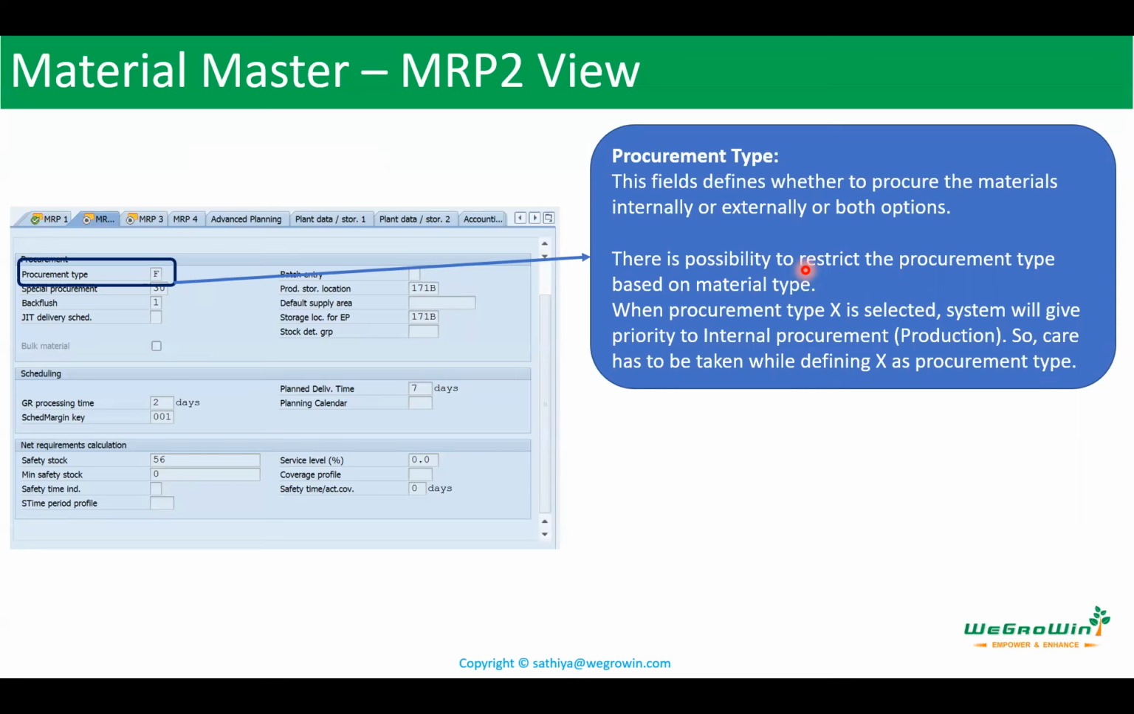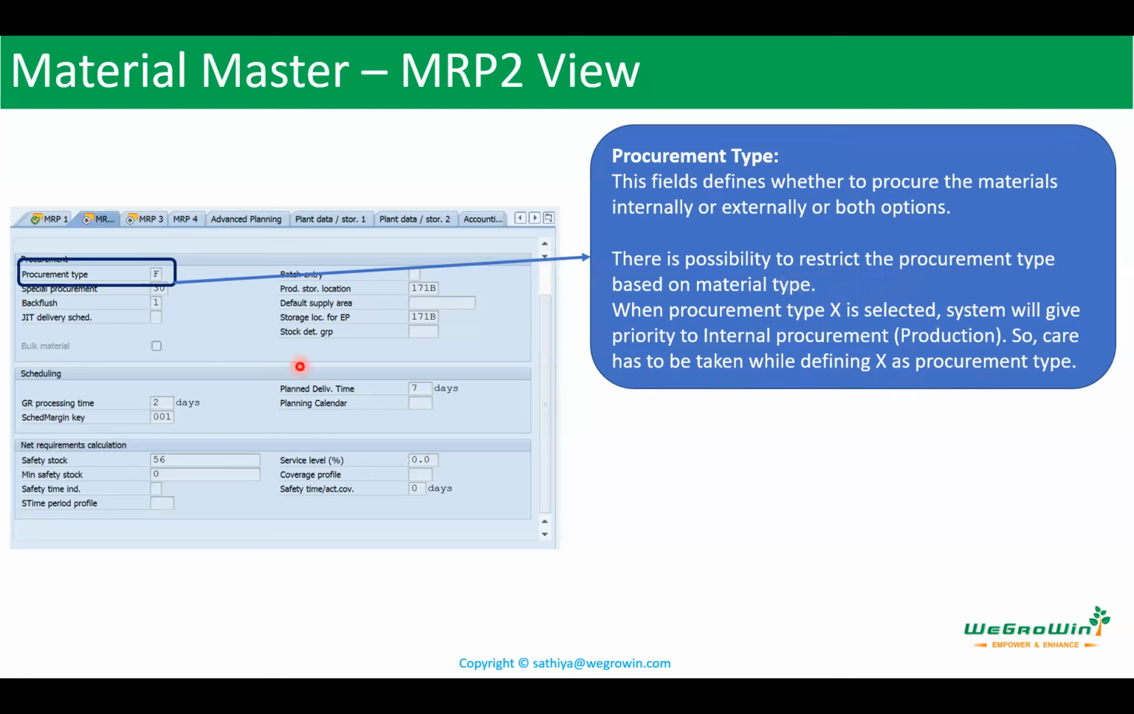For example, there is a ROH, raw material. I always buy from outside. I will not allow the buyer to go and change that procurement type from F to E, meaning purchasing to in-house production. That means I can fix that field. Always it is purchasing. So these things I can define in the material type, where there is a restriction of procurement type.